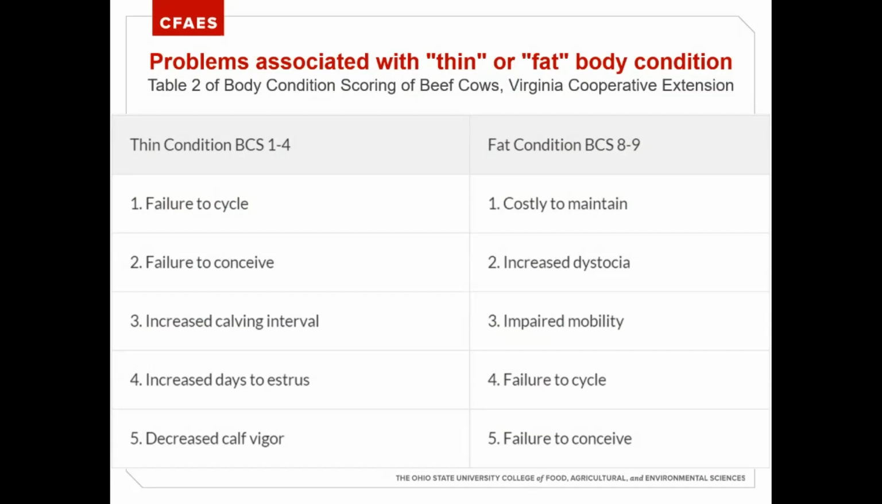Conception rates are dramatically reduced in cows that have a BCS lower than 4, and here we can also see that it is more expensive to maintain an obese cow. If a low BCS is caused by a heavy parasite load, bad teeth or diseases, or even lameness, this is because they are not eating or because the nutrients they are eating are being diverted to the parasites or are essentially lost to diarrhea.